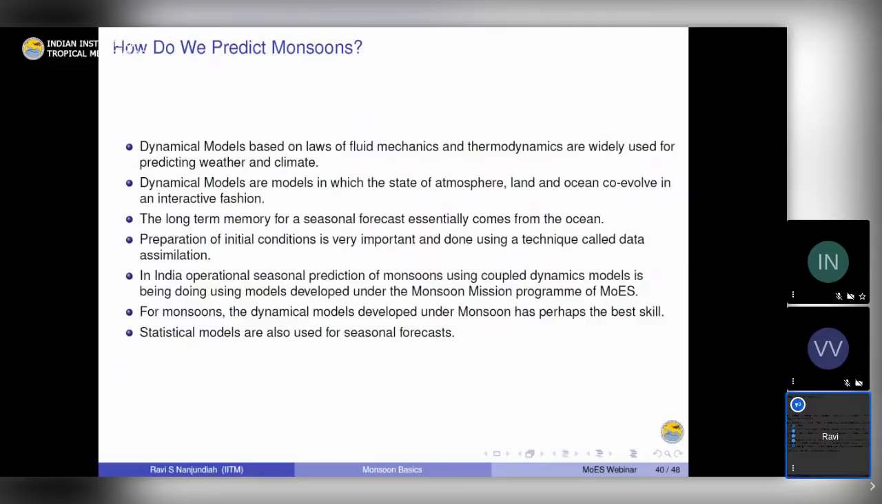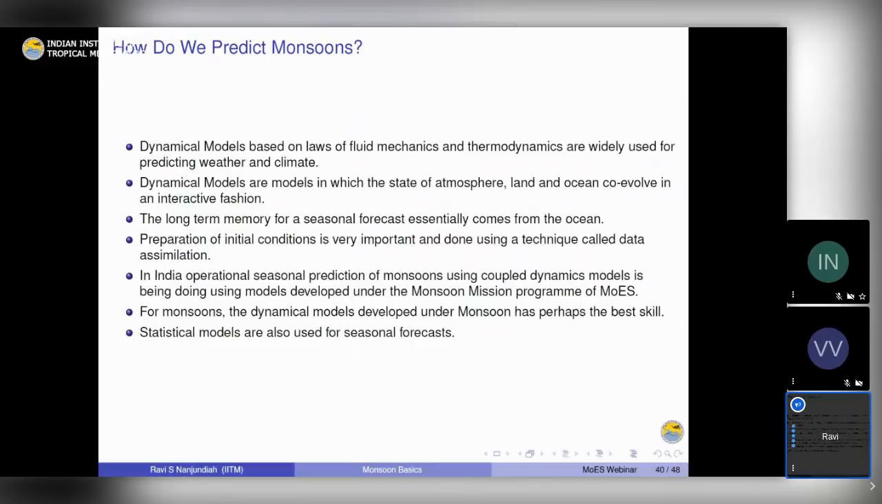So all of them have to evolve in an interactive fashion for us to get a long-term status of the monsoon, which is what we look at when we are talking of weather or long-term weather. That is when we are looking at seasonal predictions and also at climate. We use what we call a dynamical coupled model.